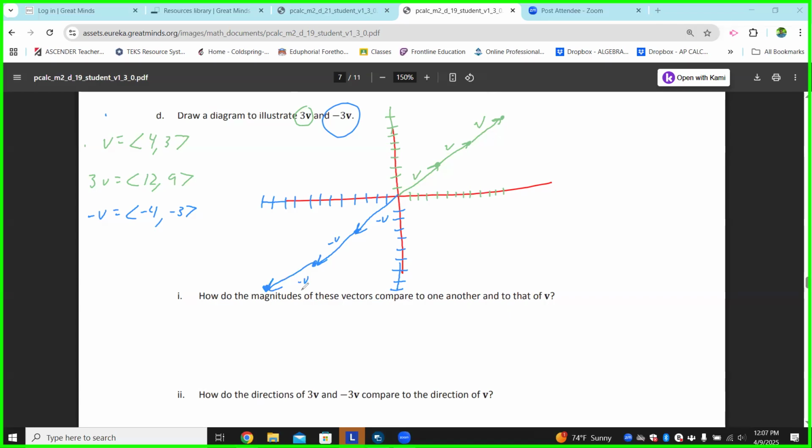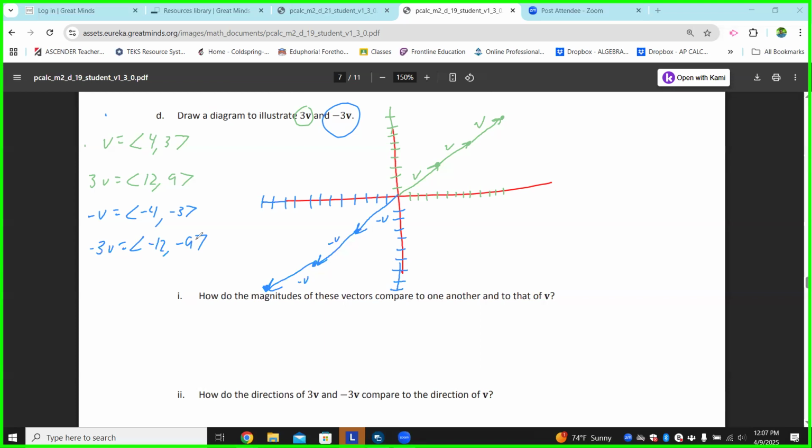So now I've graphed -3V as well. And what did I get for -3V? Perfect. And again, you can verify using the algebra as well. Are there any other questions on how to graph it using what they call the parallelogram way? So really all that means is just graphing it.